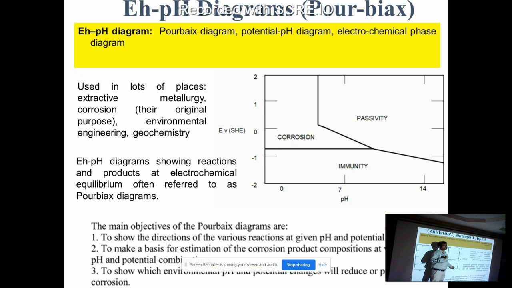Is it clear? So that is the main importance of the E-pH diagrams. E-pH means potential versus pH, or electrochemical phase diagrams. Okay, so that is the first objective. And then what will it give? It will give the compositions at various segments, we will discuss. Have you understood now?